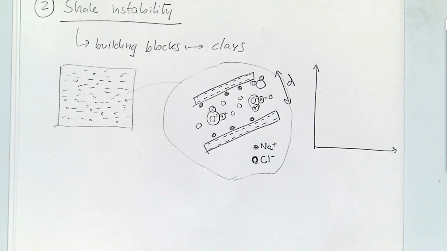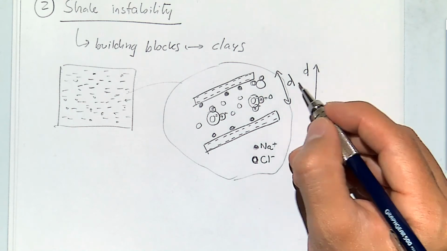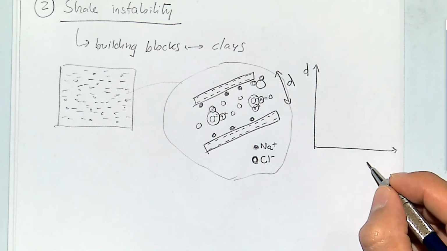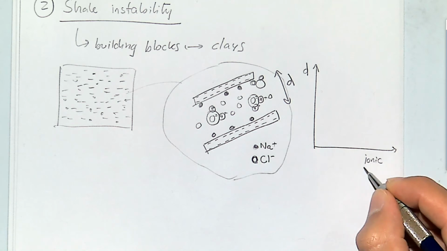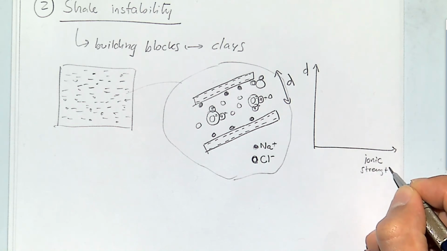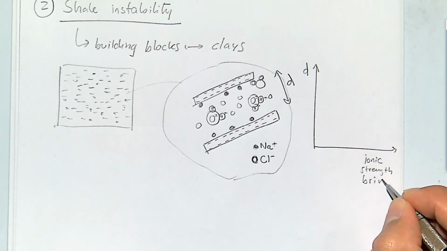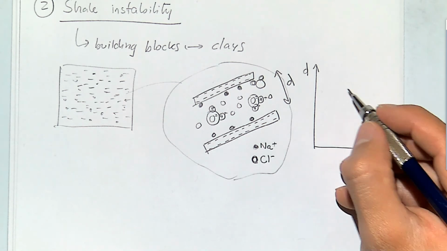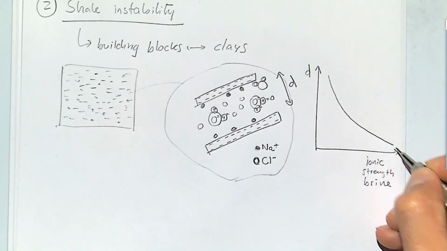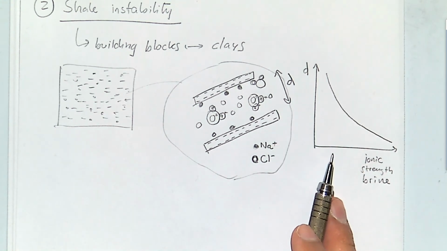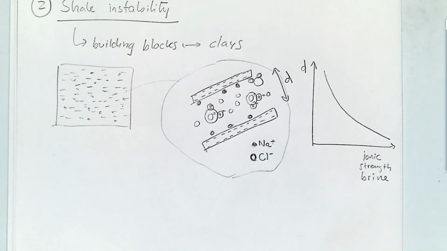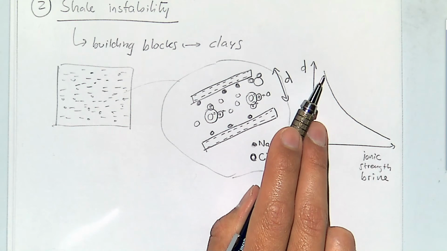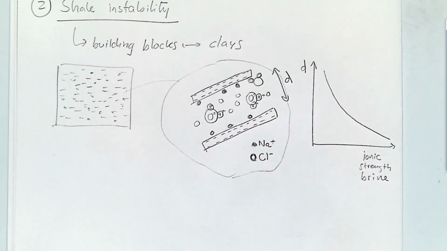So at the end of the day, if you make a plot of the distance between the particles, and here the ionic strength of the brine, you will see that these are inversely correlated, so that the bigger the ionic strength, the lower the interparticle distance, and the lower the ionic strength, the bigger the distance.